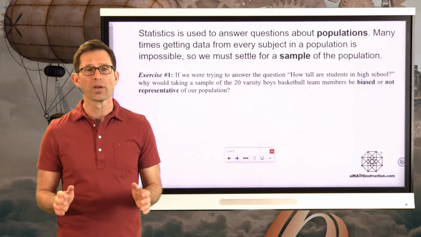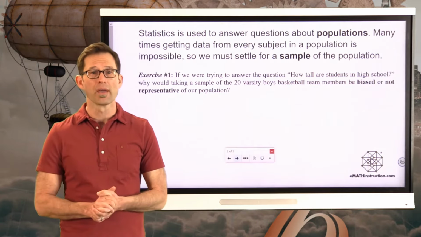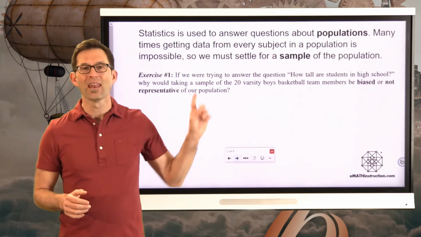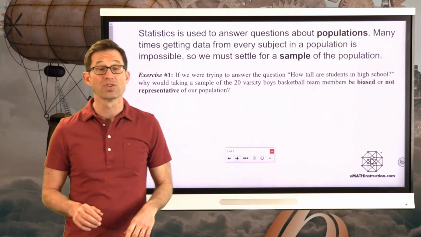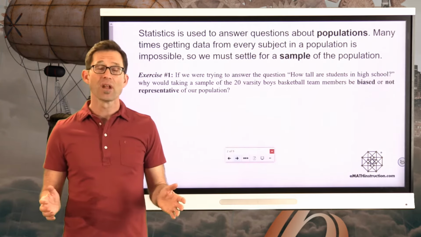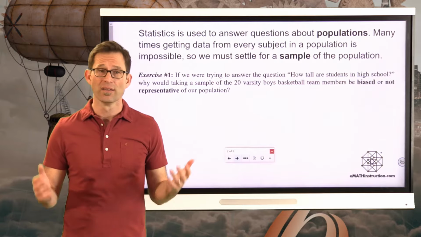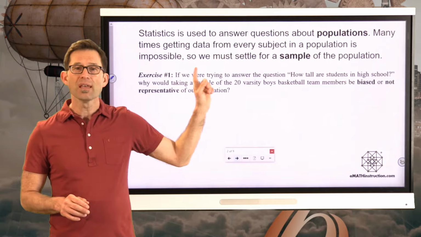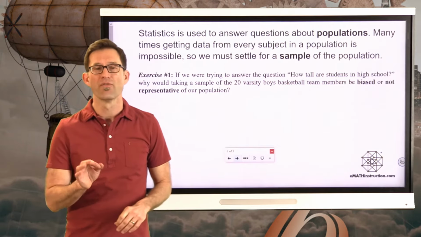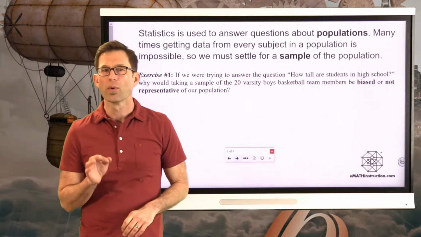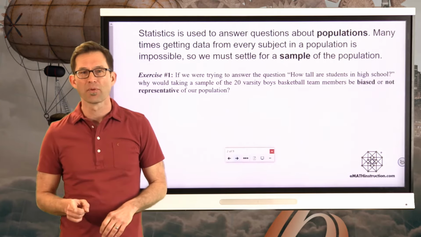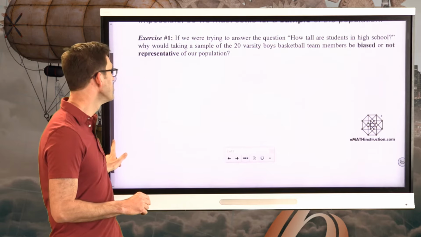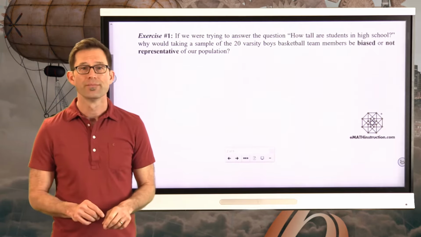But of course, if we really wanted to find out how much money lawyers make, we would have to take a sample of them, right? Because many times getting data from every subject in a population really is impossible. And if it's not impossible, it's really impractical, meaning that you could do it, but it would take a long time and really just be a pain, right? In those cases, we have to settle for a sample of the population. And remember, we want that sample to represent the population and not be biased. Let's take a look at that issue one more time in exercise number 1.